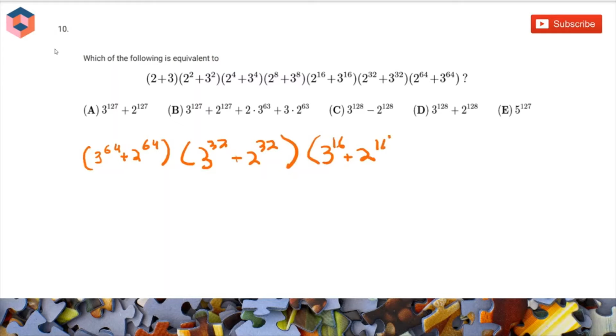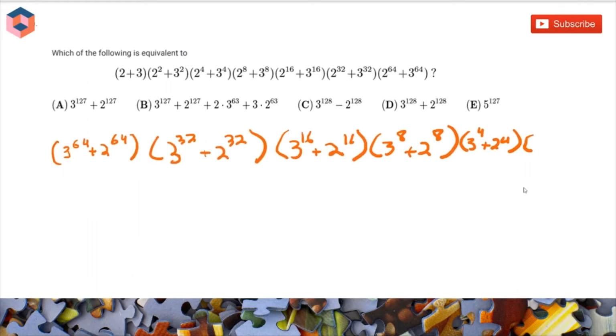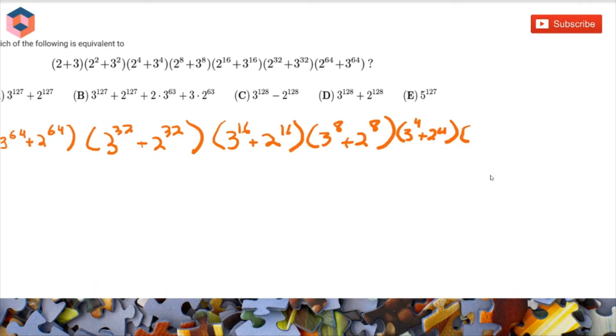And notice that I'm trying to write the 3 first, and there's a particular reason for that. Some of you might already see where I'm going with this. Then 3 to the 8 plus 2 to the 8, times 3 to the 4 plus 2 to the 4, and just scooching this a bit here, we get 3 squared plus 2 squared, and then 3 plus 2. So that power would be 1.